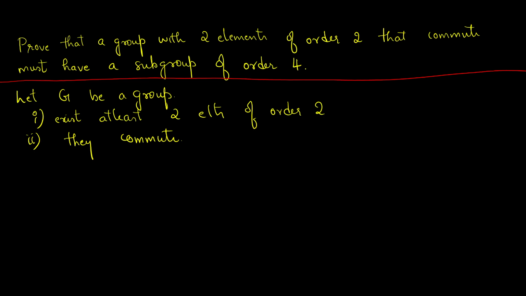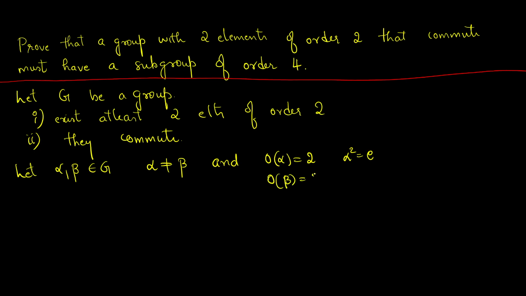So for this, what should we do? Let's begin with the existence of two elements. Let alpha, beta be elements of G such that, of course, alpha and beta have to be different, right? Alpha not equal to beta, because there are at least two different elements of order 2. So alpha not equal to beta, and order of alpha is equal to 2. That means alpha square is equal to identity, and order of beta is also equal to 2. That means beta square is also equal to identity.